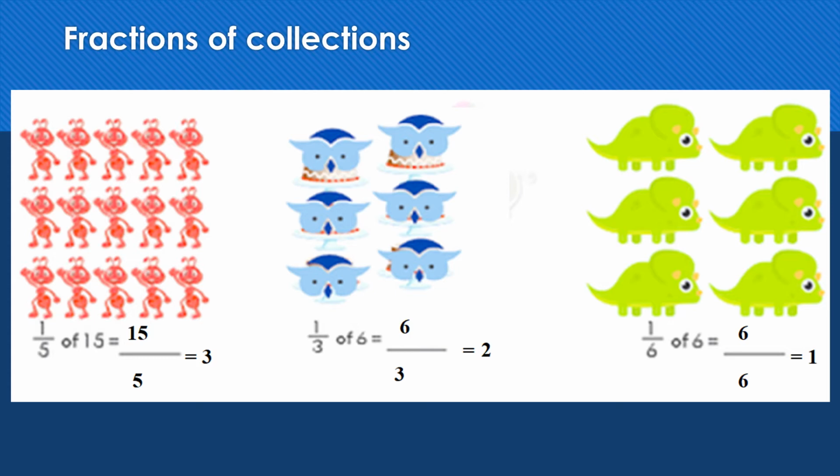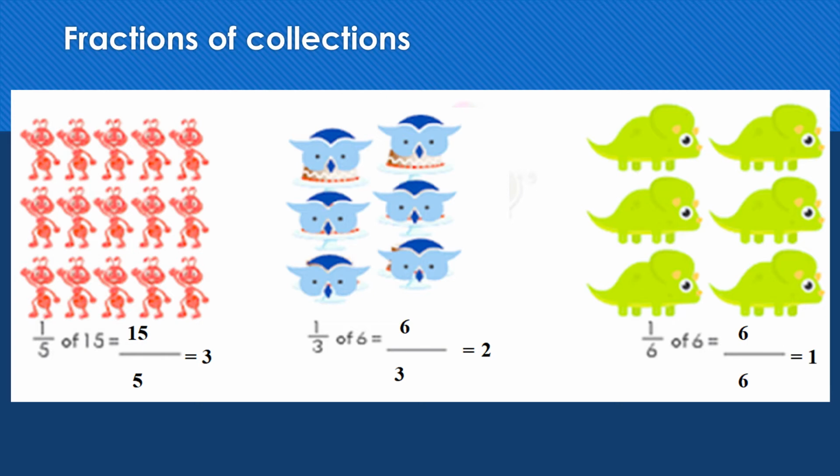Now let's see a few more examples. I have a collection of 15 ants and I need to find out the fraction of 1 by 5 of 15. So we simply divide 15 by 5, which is 3. Similarly, we have 1/3 of 6. So how do we find out this fraction? You simply divide 6, that is the total, 6 is the total given, by 3, that is the denominator, which is equal to 2.